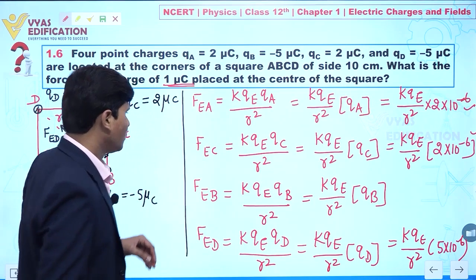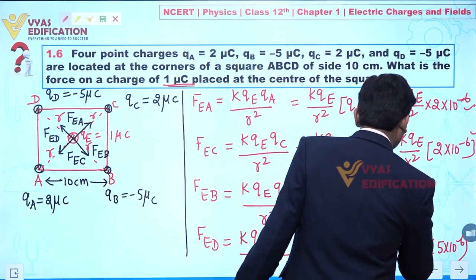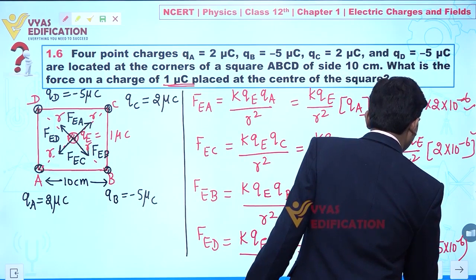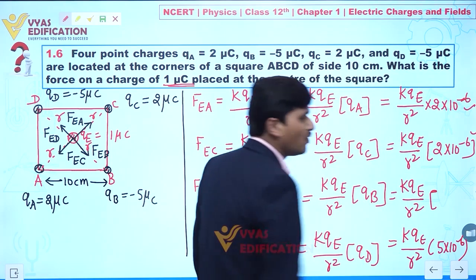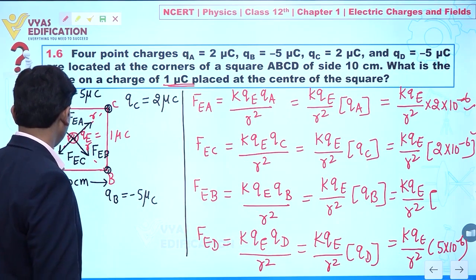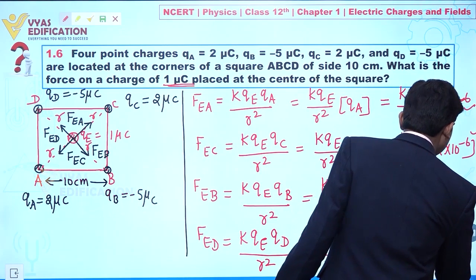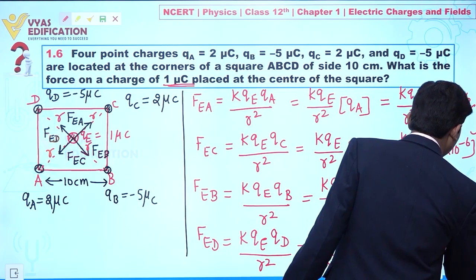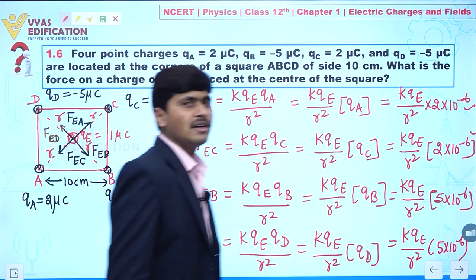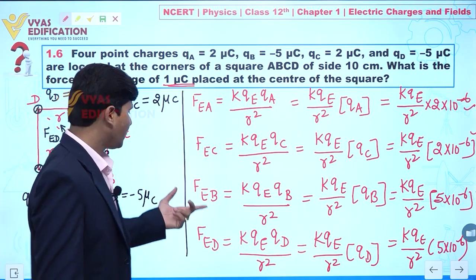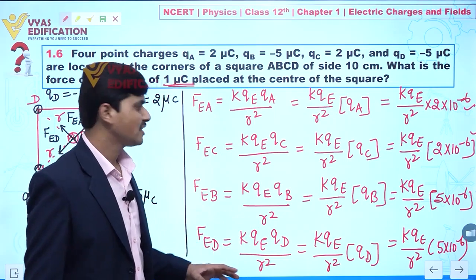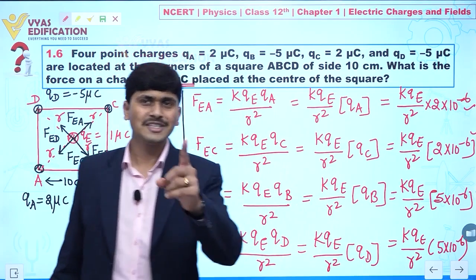Clear? So now we can also write like this: KQE upon R square. Now what is the charge due to B point? We can say this is minus 5 microcoulomb, so we can say 5 into 10 to the power minus 6. Clear? Now you can clearly see FEB and FED both are the same in magnitude but opposite in direction.